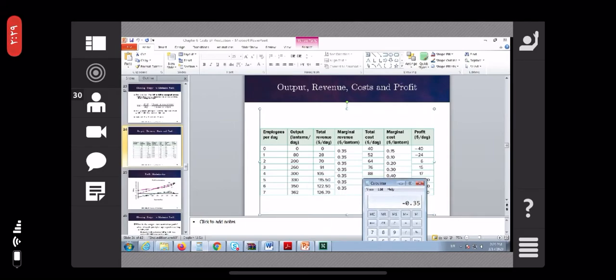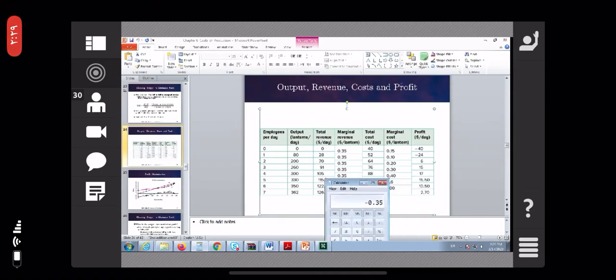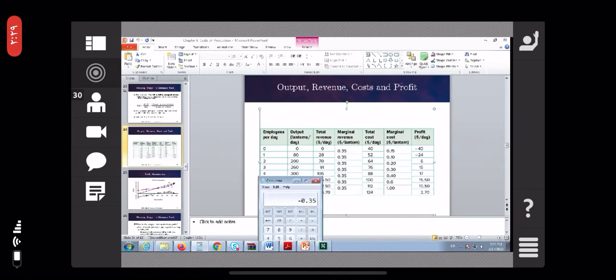Here it's 40. So now the marginal cost is greater than the marginal revenue. In unit number 4, or recruiting worker number 4, I should stop here. I should not work in number 4. I have to stop in number 3. I have to recruit only 3 laborers, 3 workers, 3 employees, and I have to produce 260.